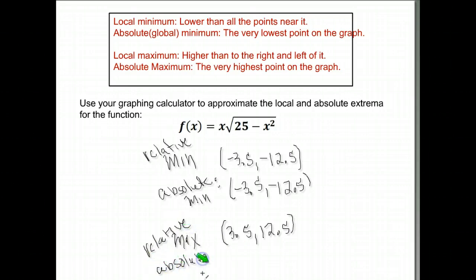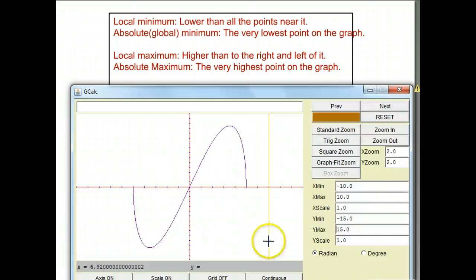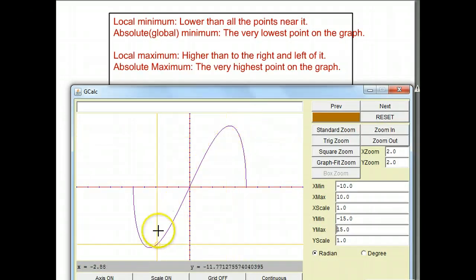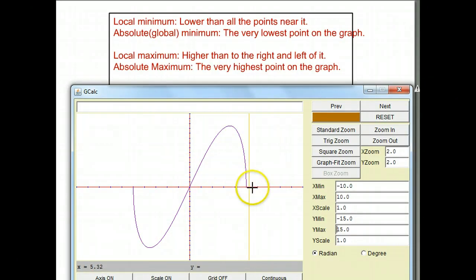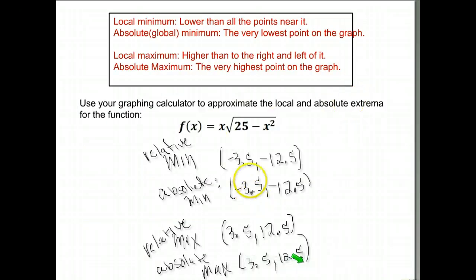And I apologize for my terrible handwriting. Okay, so there we have it. Double check your graph to make sure we didn't miss anything. We did get this minimum point, we did get this maximum point, and we know we can't count this one as a minimum because there's nothing to the right of it, and we can't count this as a maximum because there's nothing to the left of it. So we have identified all of the extrema on that graph.